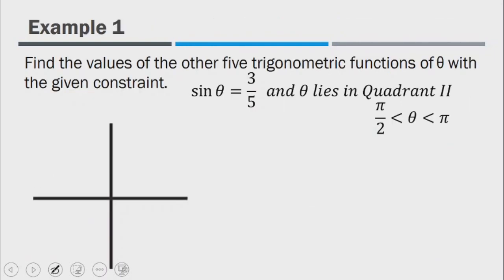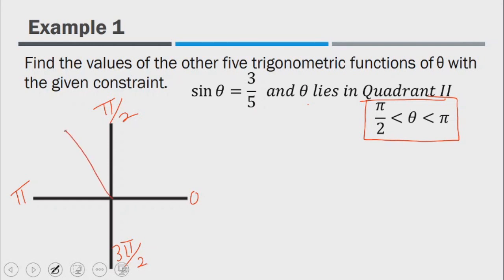So in this example 1, we are asked to find the 5 trigonometric functions of theta, where we are given sine theta to be 3/5, and we are told that theta lies in the second quadrant. By the way, instead of saying the second quadrant, they can actually give you the value of theta in radians. So we know that this is 0 radians, this is pi/2, which is 90 degrees, and this is pi radians, which is 180 degrees. And this is 3 pi/2 radians, which is 270 degrees. So in any case, we know that this is going to be in the second quadrant.